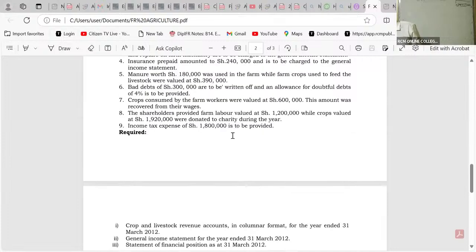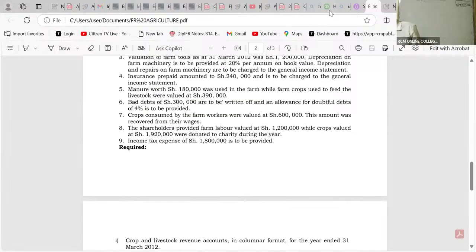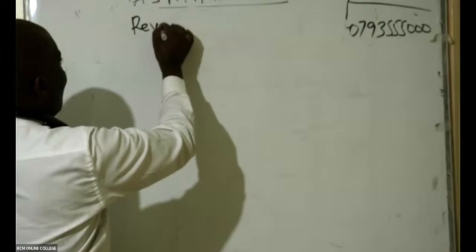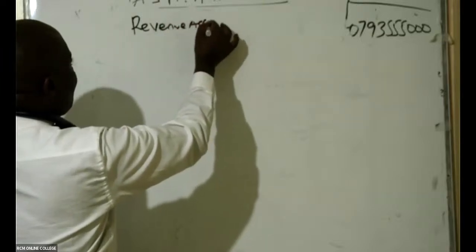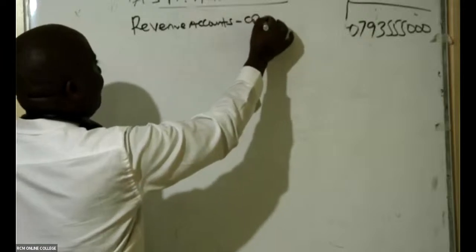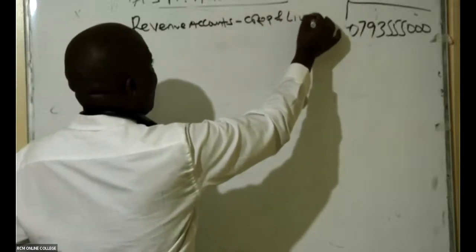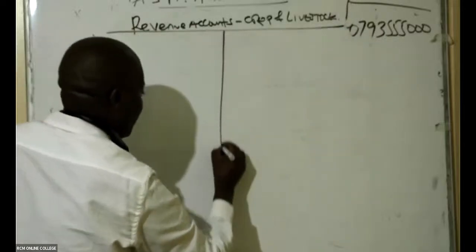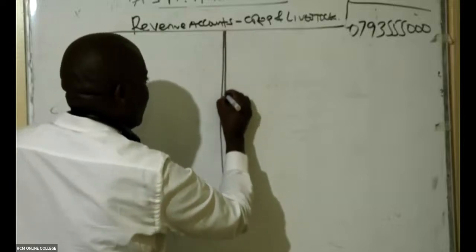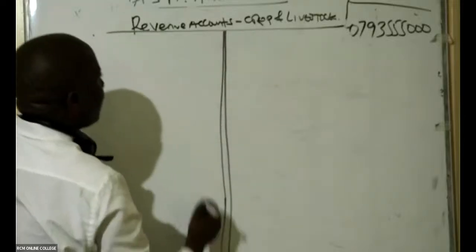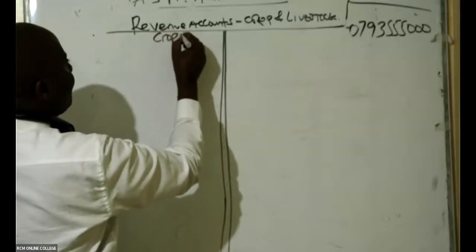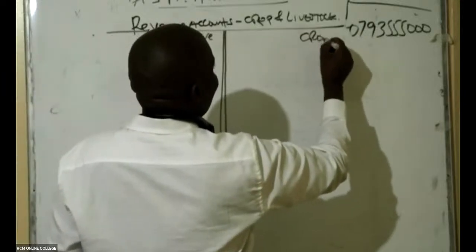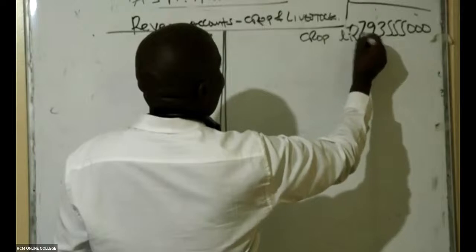So, crop and livestock revenue accounts. This is what I will do. I will write here: revenue accounts, crop and livestock. So we have here crop, we have here livestock.